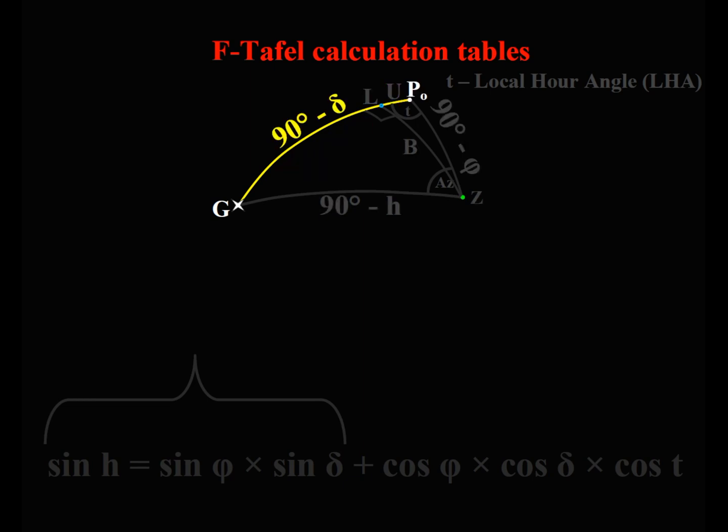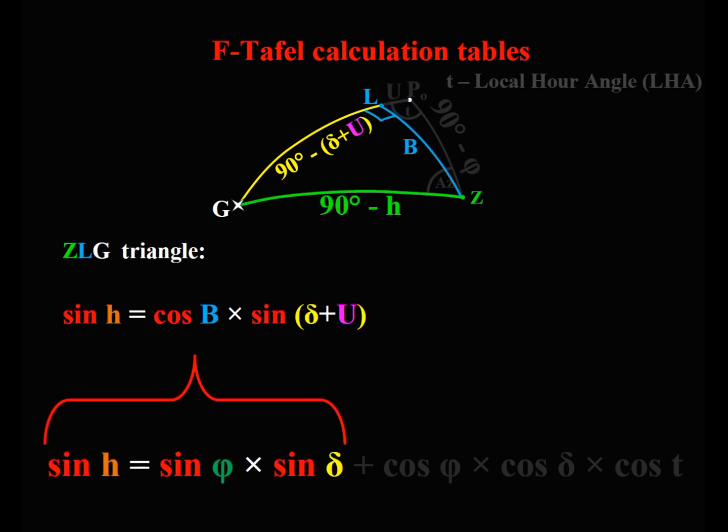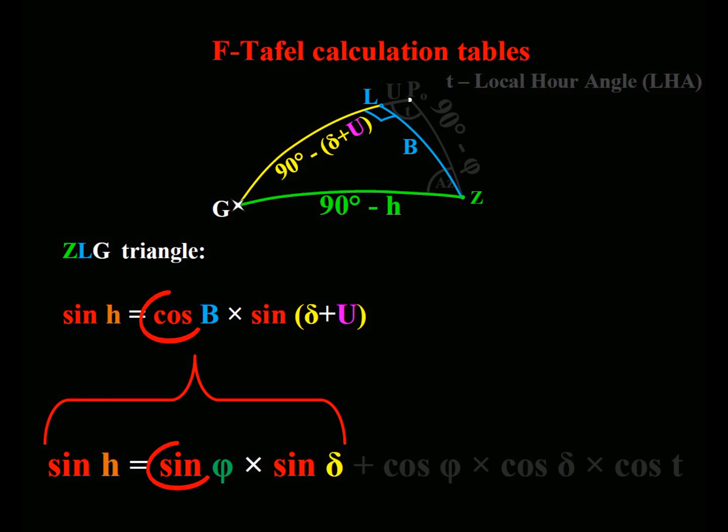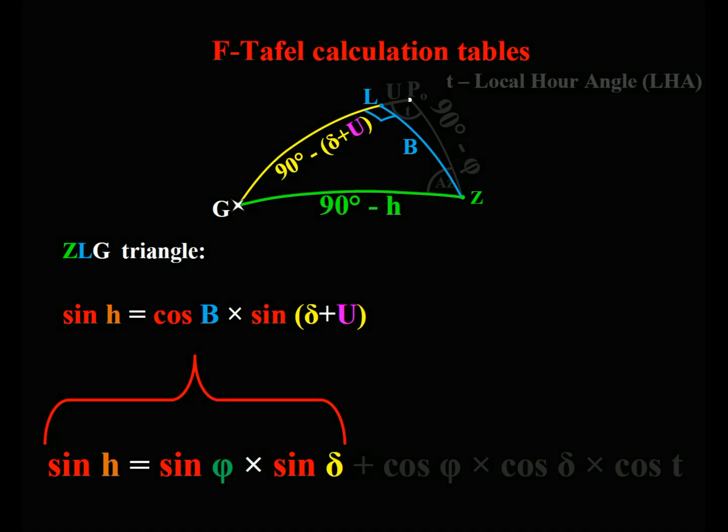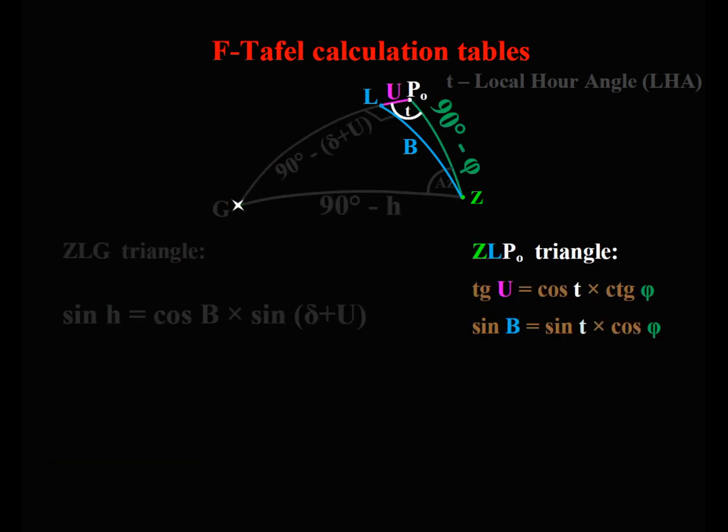The formula for solving the ZLG triangle is as follows. Note that the cosine of B is used instead of the sine of latitude, because unlike latitude, B is the side of a spherical triangle but not its complement. For calculations, we need to use two auxiliary parameters, U and B, which depend on the local hour angle of the star and on your latitude.